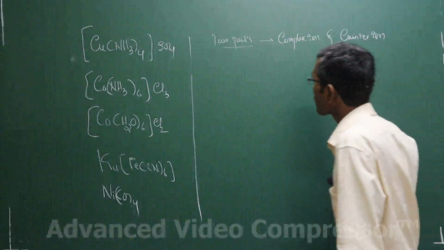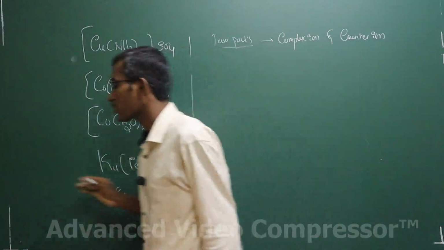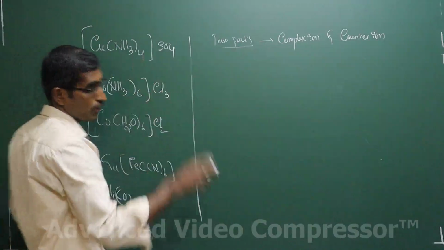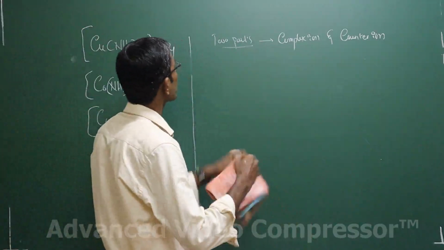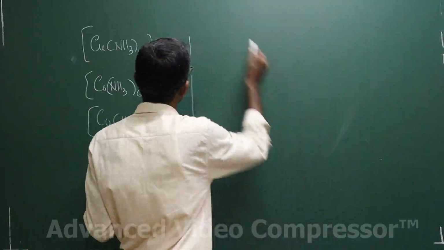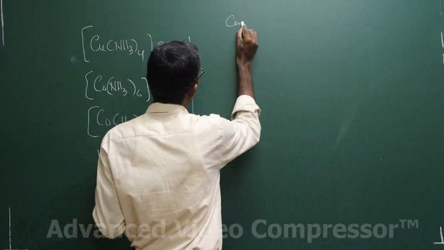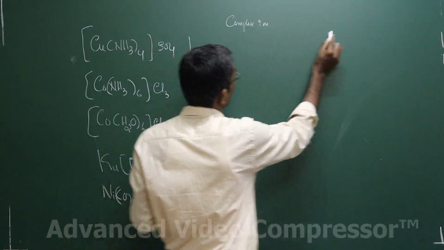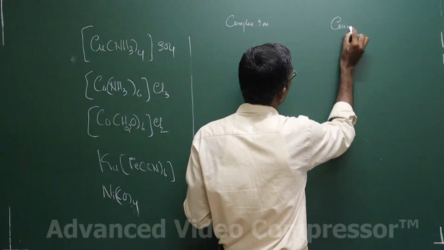Right? So we'll take one by one. So how the splitting happens, students? We'll just take a look at what are the complex ion and the counter ion present in this complex ion and the counter ion in this complex.